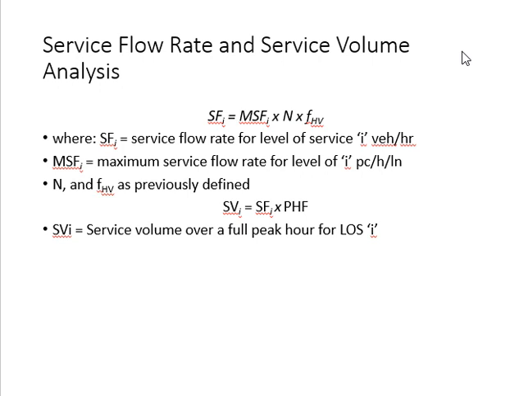Okay, so it goes from A to E. SF, service flow rate. MSF, maximum service flow rate. Again, with the subscript i, so it can be for A and B and C and so on. So SF is service flow rate, MSF is maximum service flow rate, and the other two factors you already know. And N, number of lanes, and FHV is a factor for heavy vehicles.